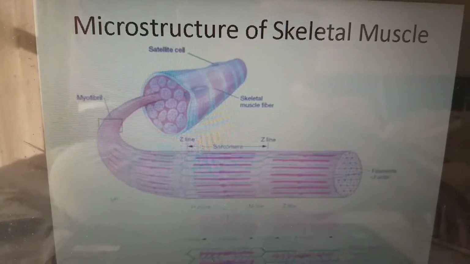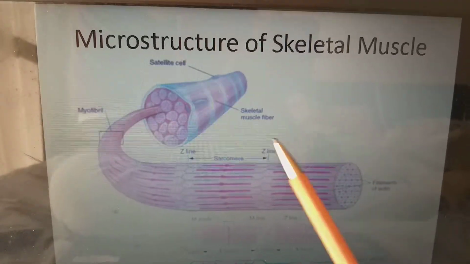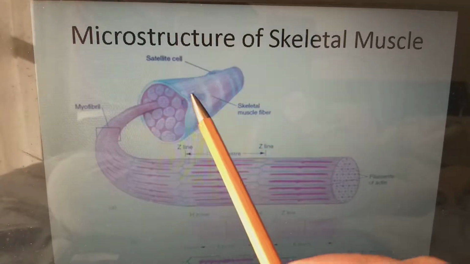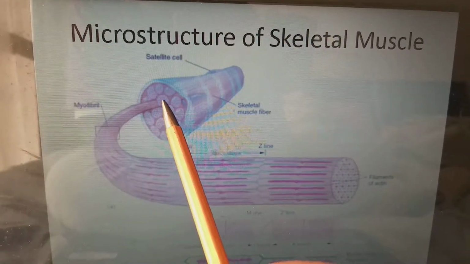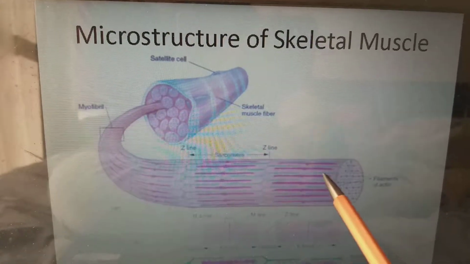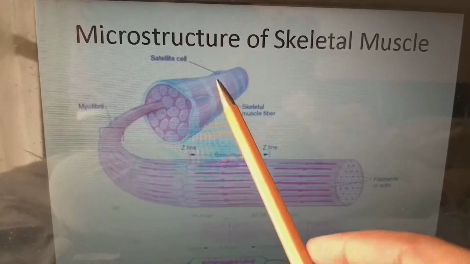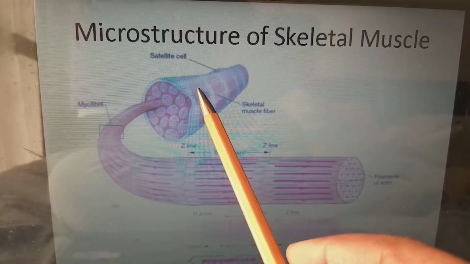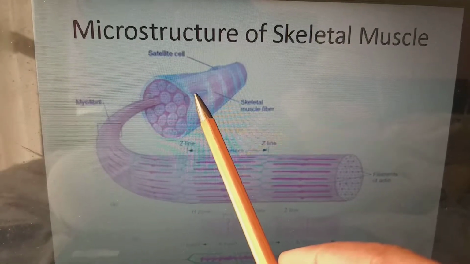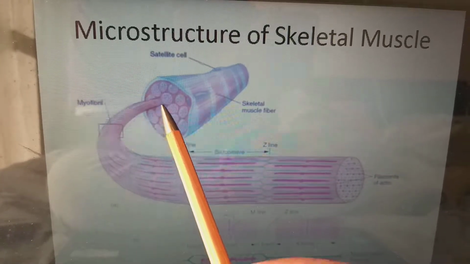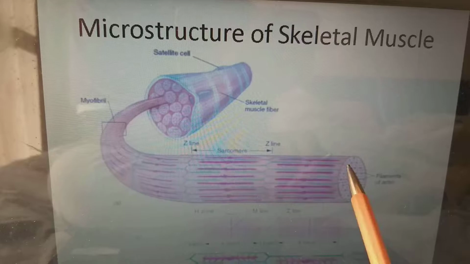So this is the structure of the skeletal muscle. Initially we have the whole muscle. Inside the muscle we have the muscle fiber, and inside this muscle fiber we have the myofibrils. This whole thing is a skeletal muscle fiber, which is one cell of the skeletal muscle. Inside the cell we have many myofibrils. This is the illustration of one myofibril.